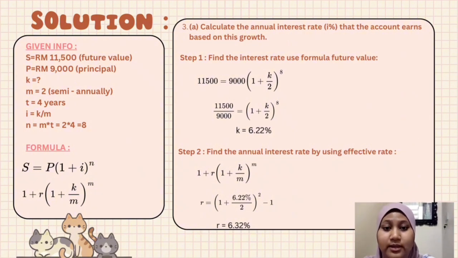Just put this equation in our calculator, and we will get K, which is 6.22%. This is the first step, because the answer we get is the nominal rate. We need to change it to an effective rate. So we need to use the formula of effective rate, which is 1 + R = (1 + K/M)^M. Just put the information we got before into this formula and use algebra. So R equals 6.32%.